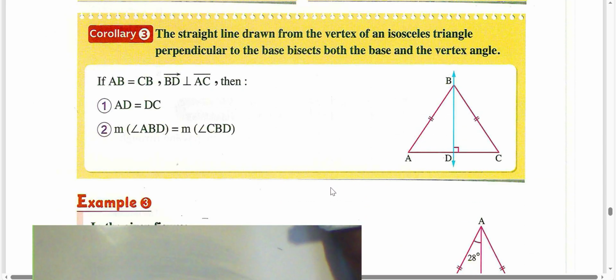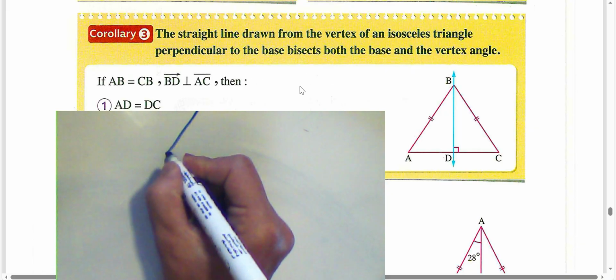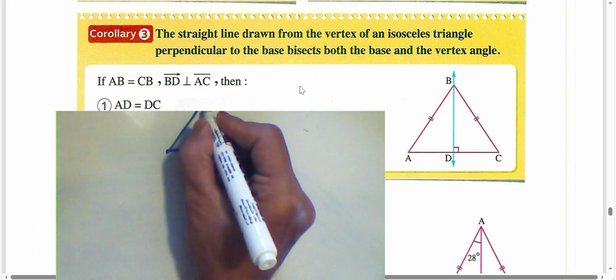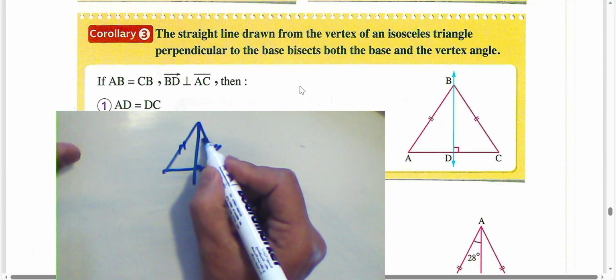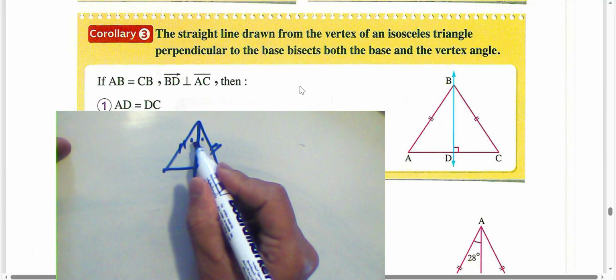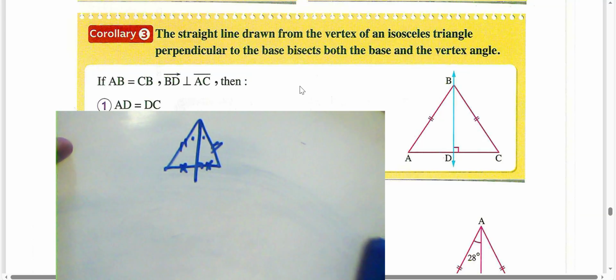Number 3: a straight line drawn from the vertex of a triangle perpendicular to the base. If I have a perpendicular like this, a straight line perpendicular to the base, in an isosceles triangle, first step, it bisects the vertex angle into two equal angles and bisects the base into two sides of equal lengths.